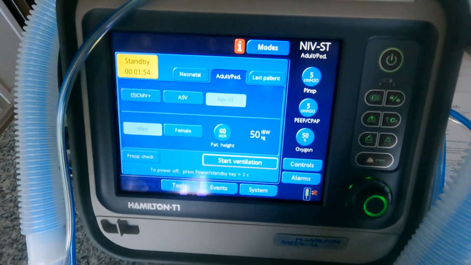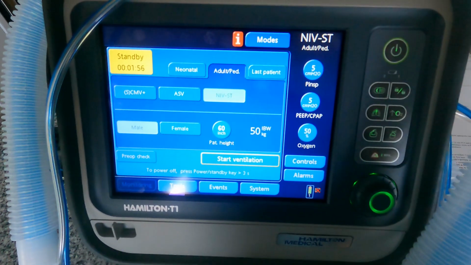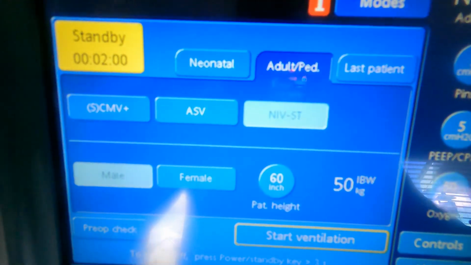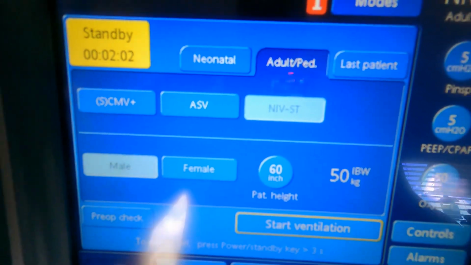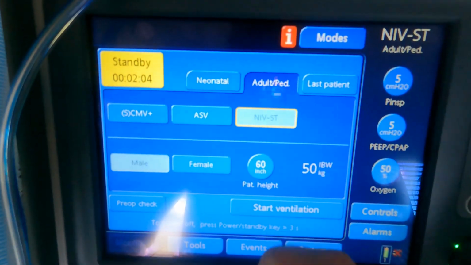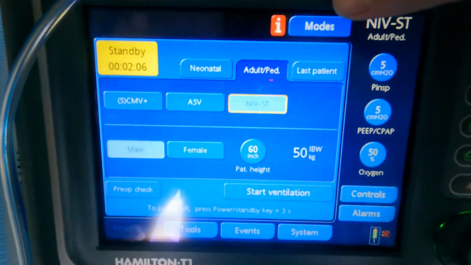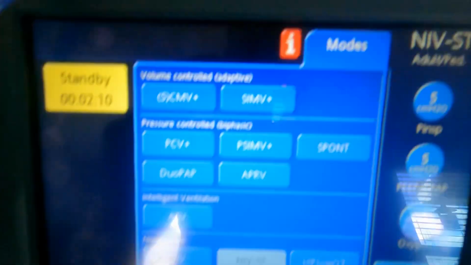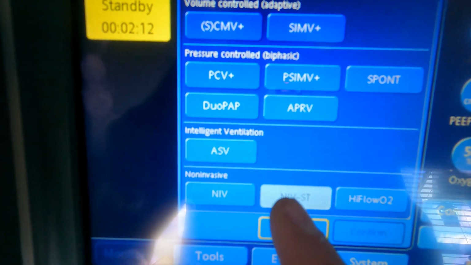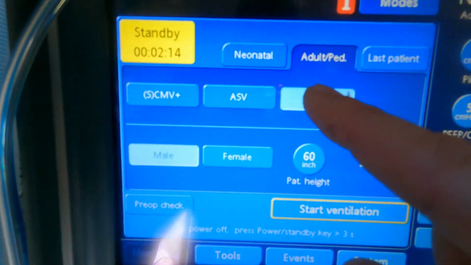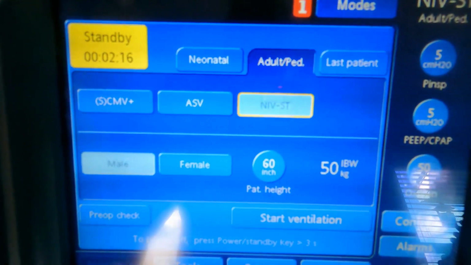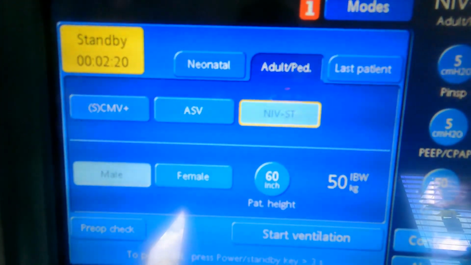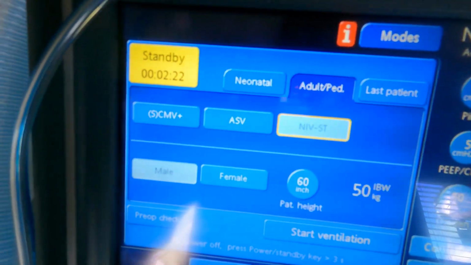All right, so next I'm gonna go ahead and demonstrate the skills checkoff for BiPAP. So remember that BiPAP is called NIV-ST with our Hamilton. So from my standby screen, I've selected NIV-ST. Quick reminder, we can also access that from the non-invasive tab in our modes. But whenever possible, we're gonna select it from our standby screen because it has some preset settings that match our protocols. So always select it from the standby screen if it is available.